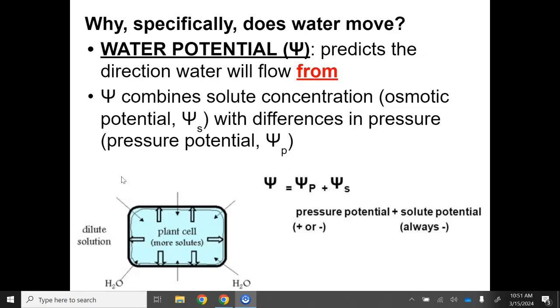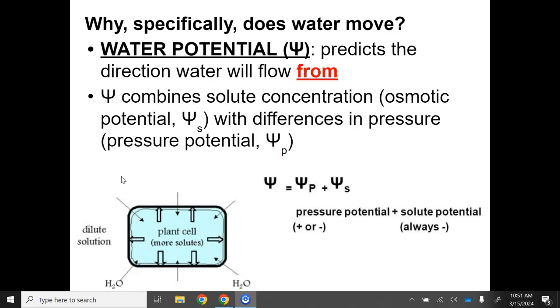You must highlight, underline, circle the word from. Water potential predicts the direction that water will flow from. So it's going to move from this side of the membrane to the other side of the membrane. Whichever side has a higher water potential, water will move from that side.